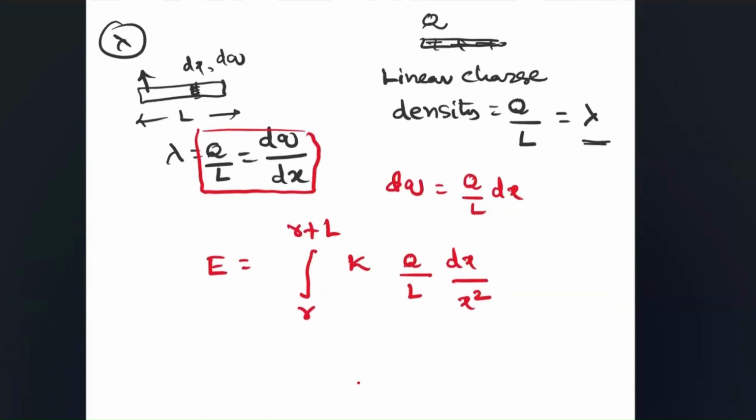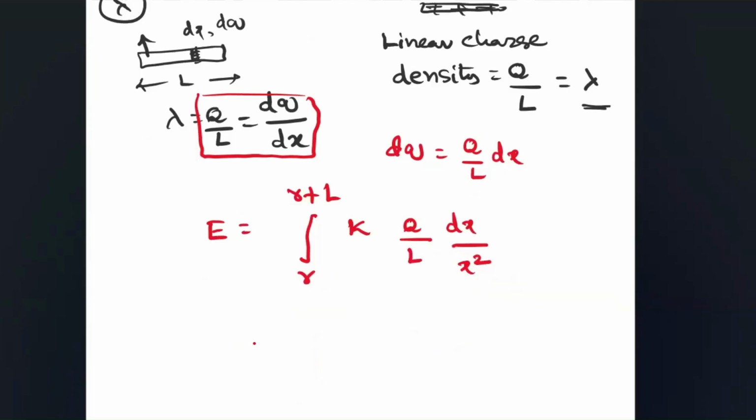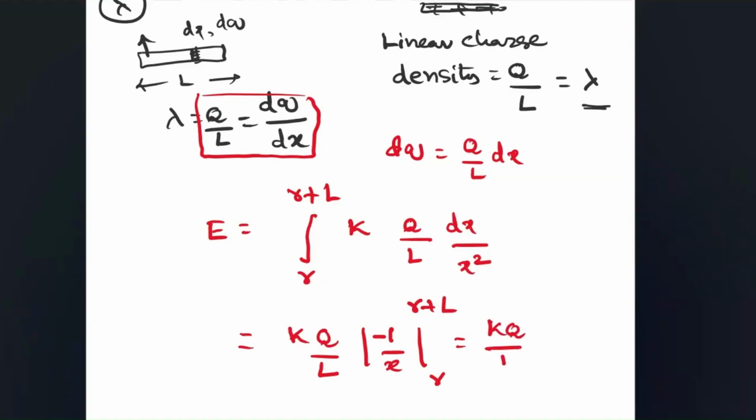Here the constants are k, q and l. We can write them outside. What is the integration of 1 by x square? Very good, minus 1 by x. What are the limits? R to r plus l. If you substitute the upper limit minus the lower limit, you will get kq by l into 1 by r minus 1 by r plus l.